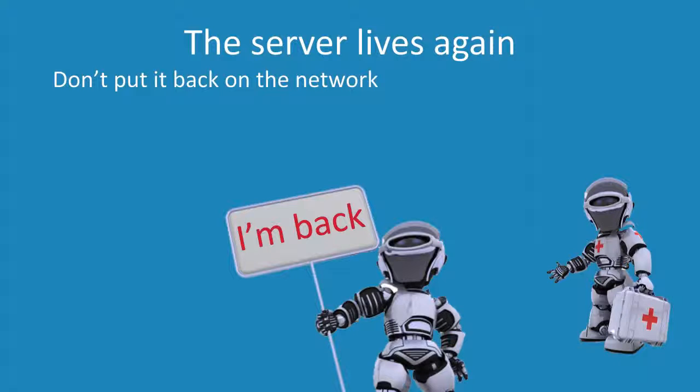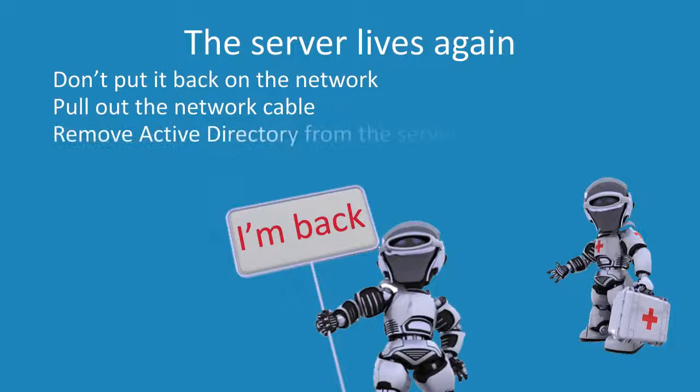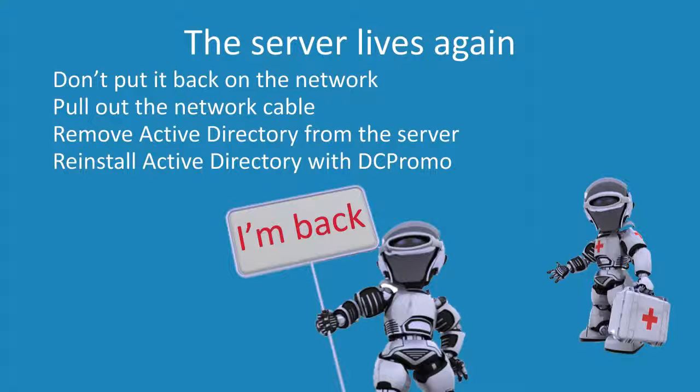The best option is to reformat and start again, but you may have data on the server that you want or software that is difficult or time-consuming to reinstall. To recover the server, first pull out the network cable from the server. This will stop it from communicating to clients and other domain controllers and potentially causing problems. Next, start the server up with the network cable not plugged in and remove Active Directory from the server. Once Active Directory is removed, you can reinstall Active Directory using DC Promo.